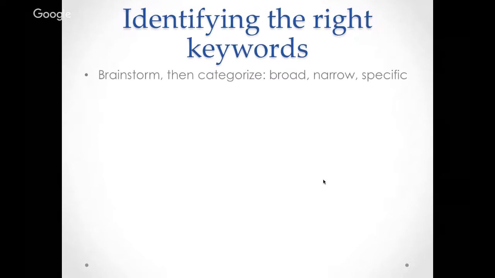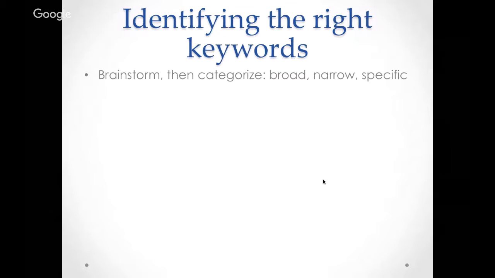And once you have them all down and anything you can think of, then you want to categorize them. So what are the broadest terms that you have down there? Put those into one bank. What are the more narrow terms that kind of weed out some of the broader ones, and then put those into a bank? And then what are the most specific terms?